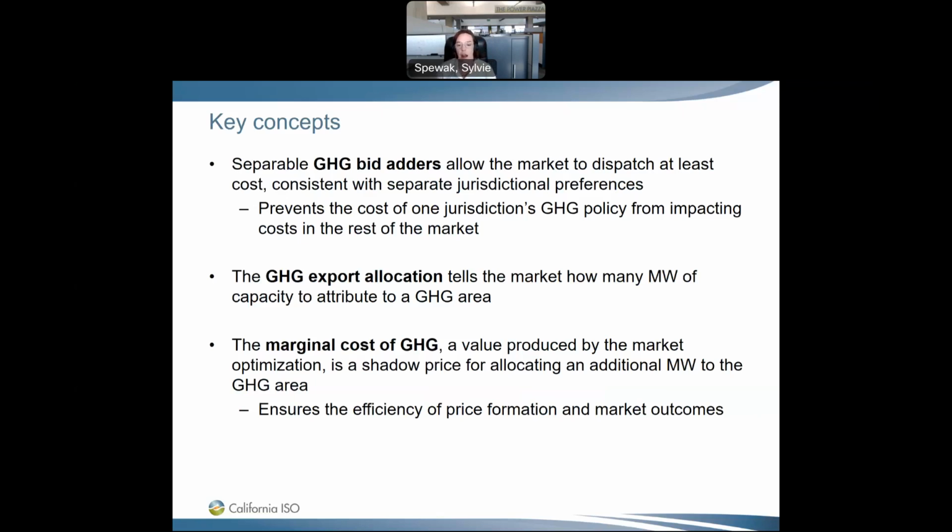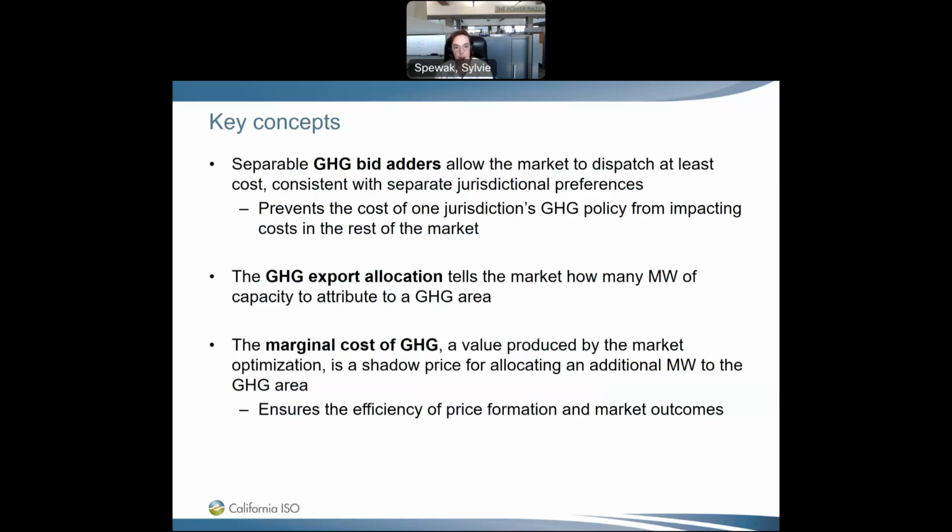The second key concept here is the GHG export allocation. This tells the market how many megawatts of capacity to attribute to a GHG regulated area. So, in other words, if California, in addition to its internal capacity, needs an additional 100 megawatts of capacity from outside of California in order to serve load, then the GHG export allocation would be 100 megawatts. I know it sounds like it should be a GHG import allocation, and it's sort of a misnomer. Don't blame me for that. But what we're really doing is exporting capacity from the unregulated area to the regulated area.